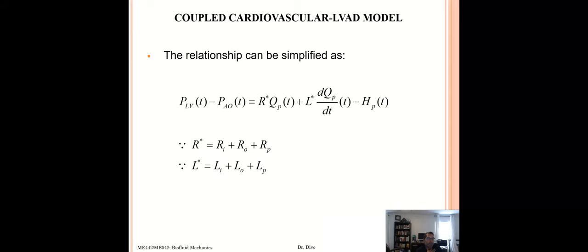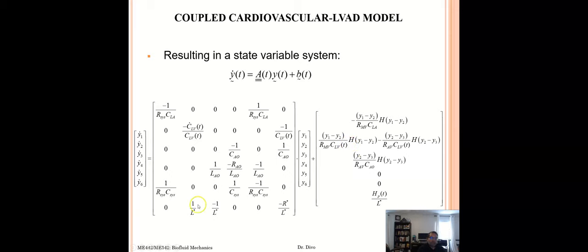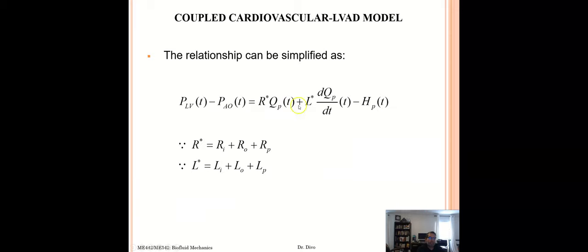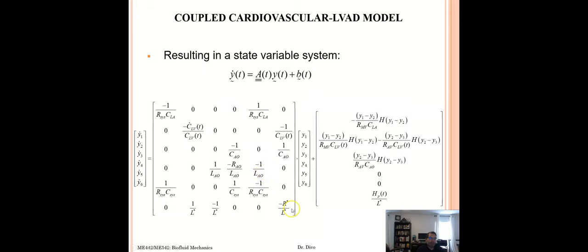This will be basically equation number 6. Pretty simple. If you isolate dQ/dt and take L star as the denominator of everything else, it will simply look like this. Just three additional terms: 1 over L star that multiplies the pressure in the left ventricle, minus 1 over L star that multiplies the pressure in the aorta, and then minus R star over L star that multiplies the flow of the pump, QP, or Y6.